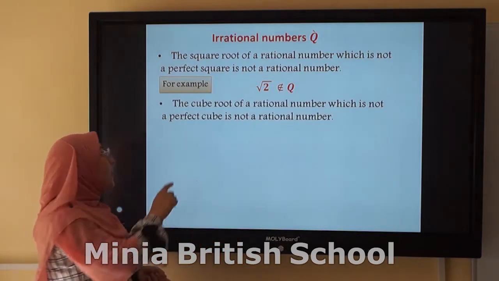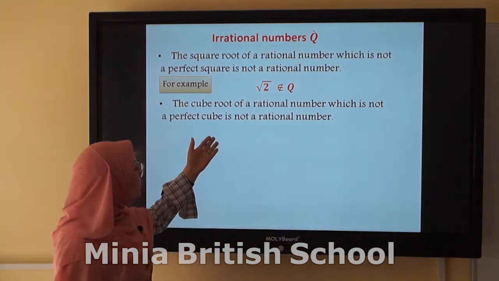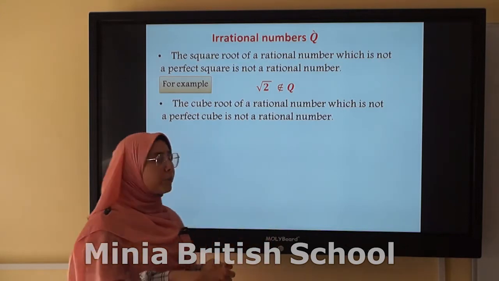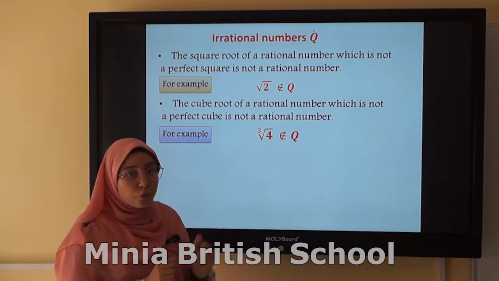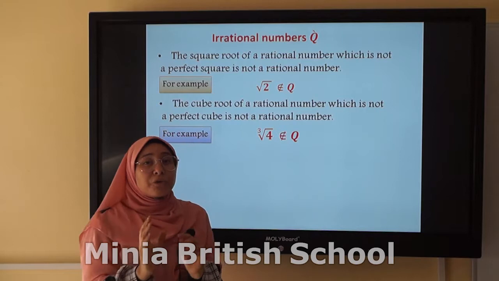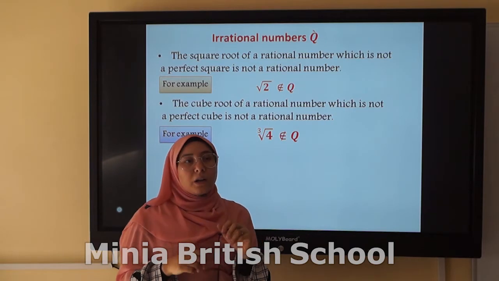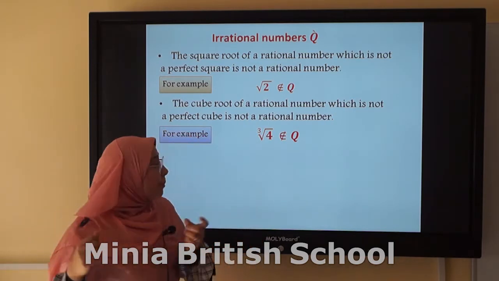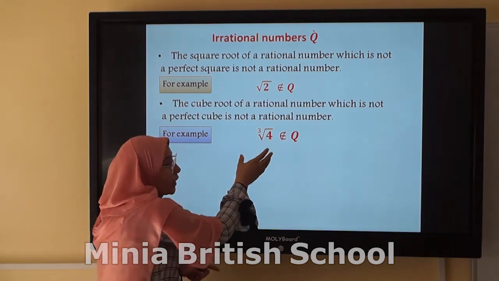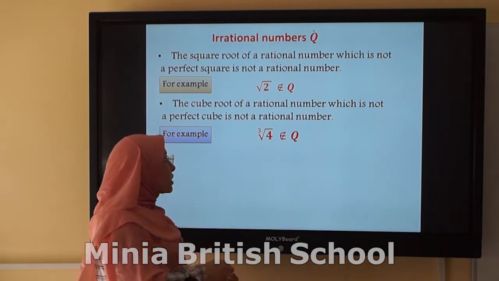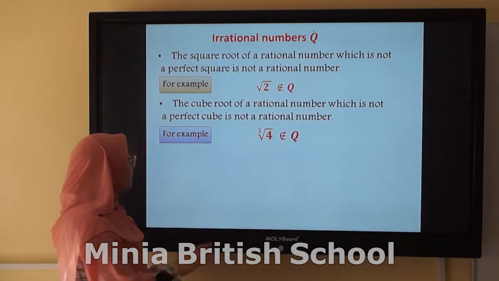Also, the cube root of a rational number which is not a perfect cube is not a rational number. For example, cube root of 4. 4 here is not a perfect cube. Perfect cubes are like 8, 27, 64. But 4 here is a perfect square, not a perfect cube. So the cube root of 4 does not belong to the rational numbers. So cube root of 4 belongs to Q dash.